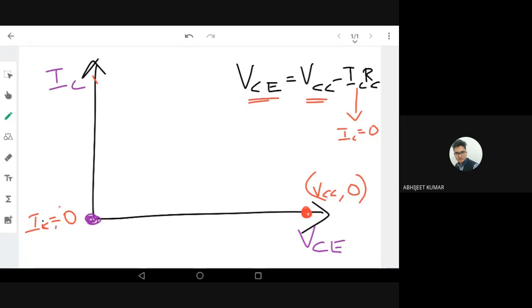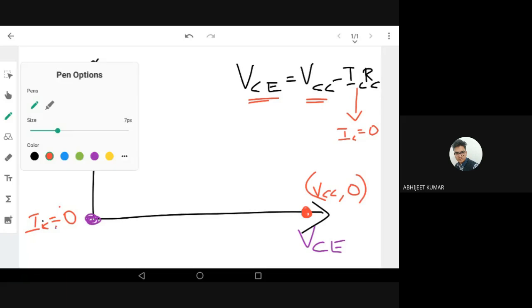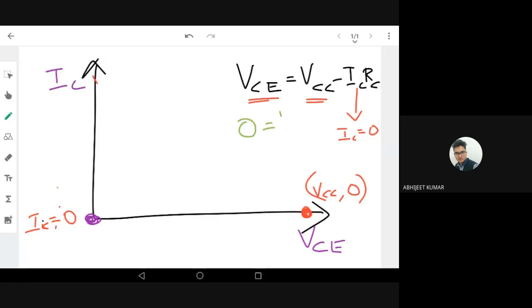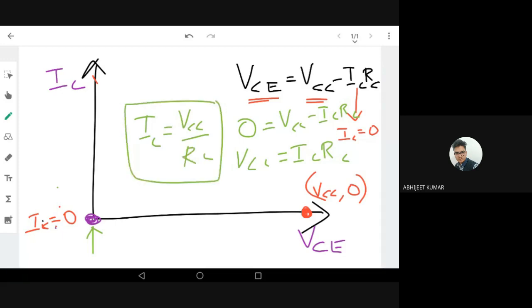Now, what is the minimum voltage of VCE possible? VCE can be zero when VCC minus ICRC is zero, that is, VCC equals ICRC. If this possibility exists, my VCE can be zero. So VCE can be zero means this region. At that time, what is IC? IC is going to be maximum. IC is nothing but VCC divided by RC. This is the maximum possibility.